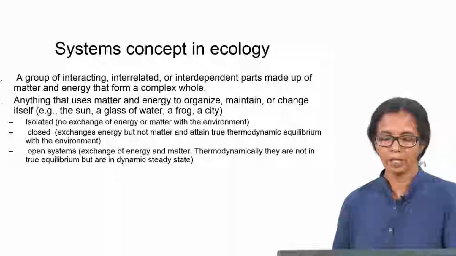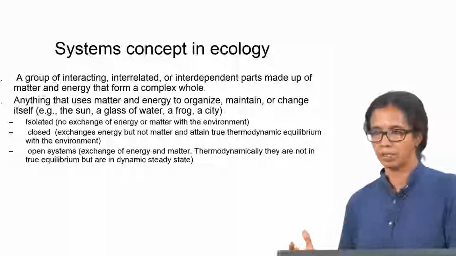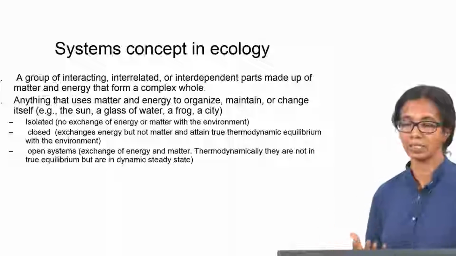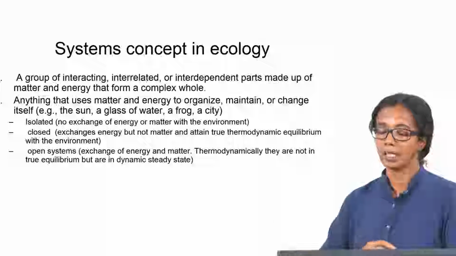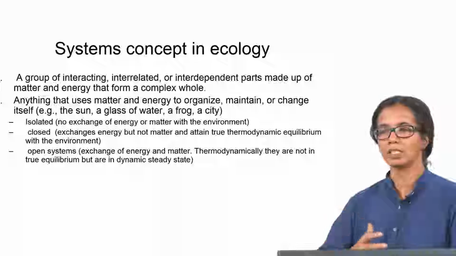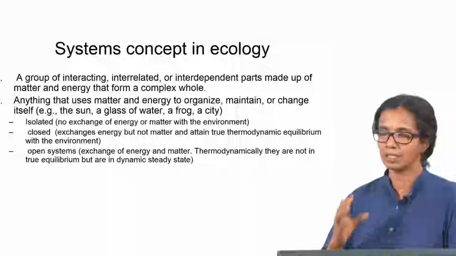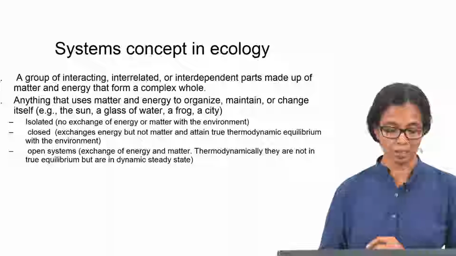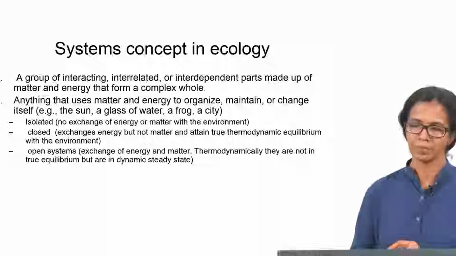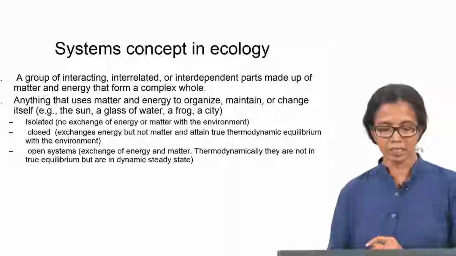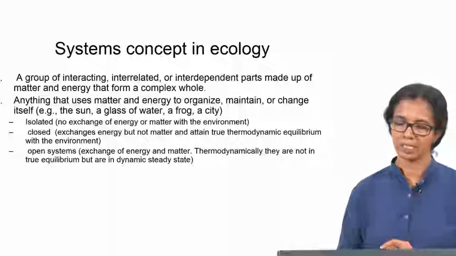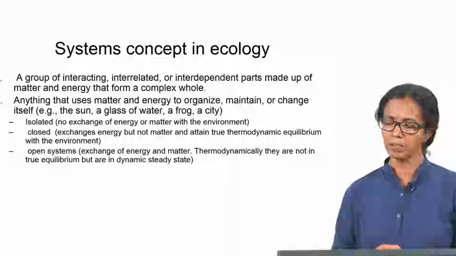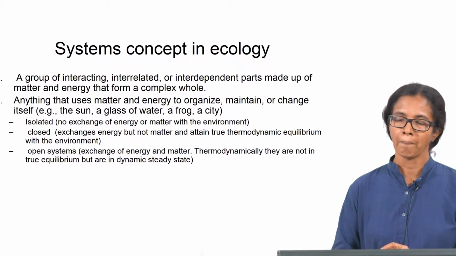What we call a system here can be called an isolated system. That means there is no exchange of energy or matter with the environment, which is very difficult many times, right. It is almost impossible for ecosystems to be in that isolated condition. The second class is what is known as closed systems, which exchange energy but not matter and attain true thermodynamic equilibrium with the environment.